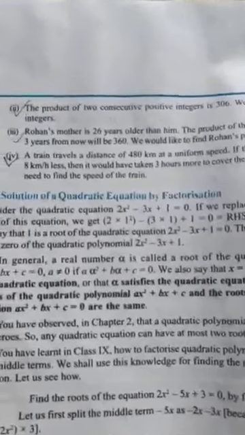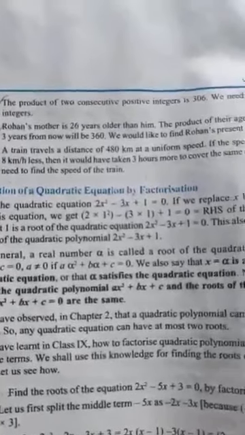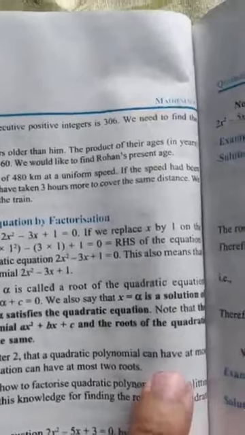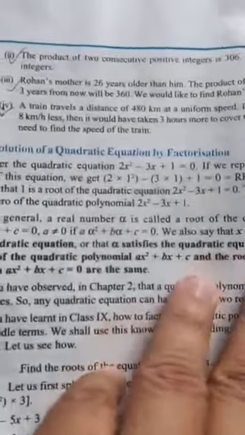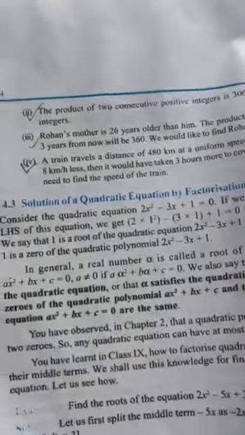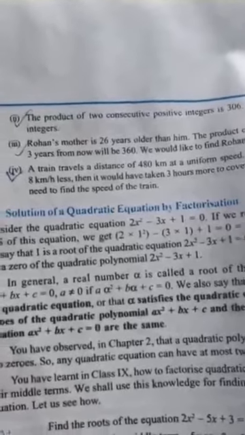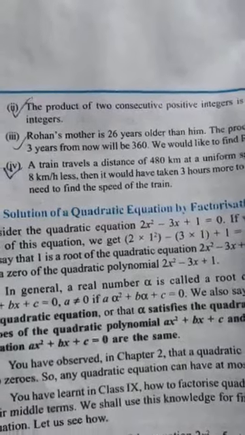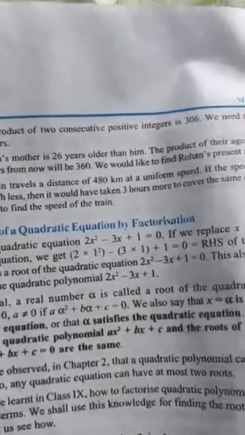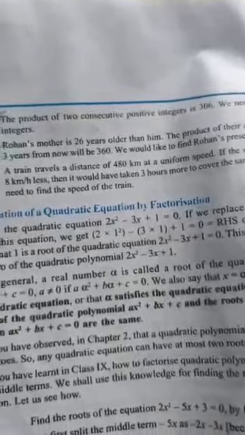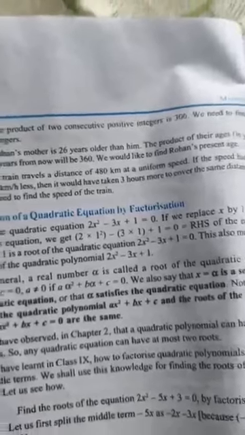Our next question is Roman number 2. The product of two consecutive positive integers is 306. We need to find the integers. So here they have given some important conditions, like here the product. So this product we have to keep in mind, and consecutive positive integers we have to keep in mind. What do you mean by consecutive and product? You already know. Regarding this consecutive part, I'll explain to you. Okay, so let's begin our discussion.